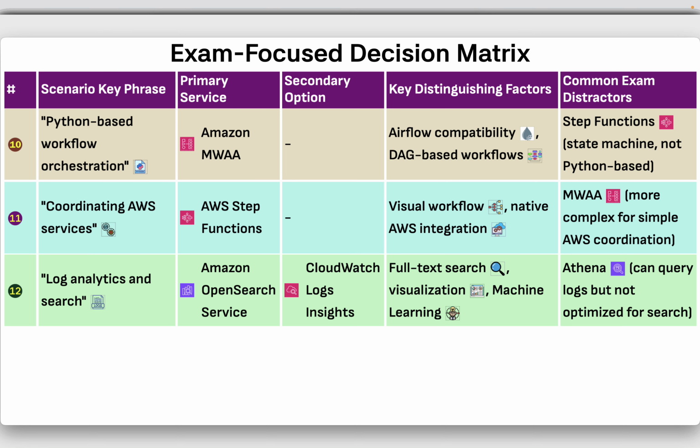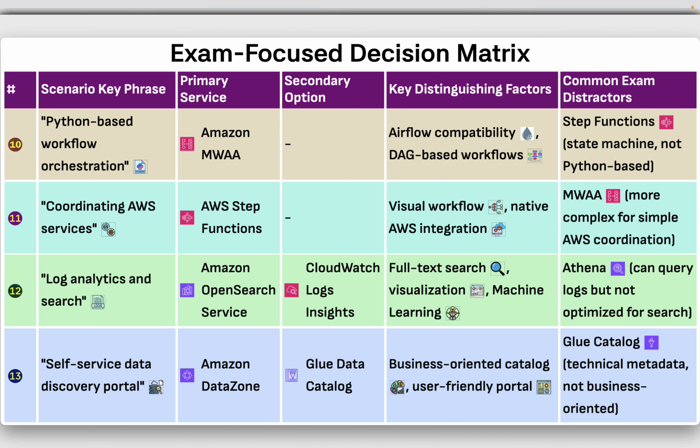Log analytics and search. Only one service you have to choose, Amazon OpenSearch, which is your primary service. Secondary, you can still go with CloudWatch Logs Insights if the first option is not in the answer. Key distinguishing factors are full text search, visualization and machine learning. Exam distractors can be Athena. It can query logs but is not optimized for search. So this can be an answer if the first and second are not there, basically OpenSearch and CloudWatch Logs Insights are not there.